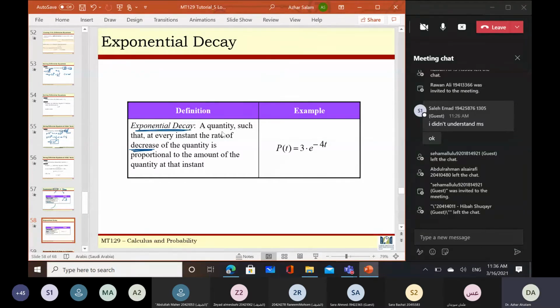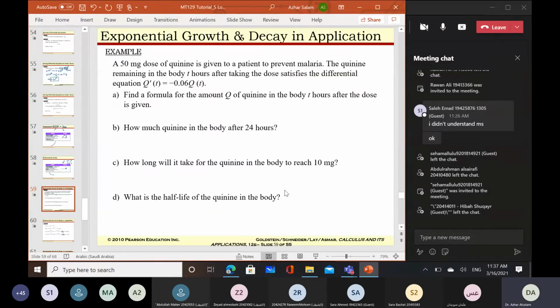التناقص أو التضاؤل راح يكون تتناسب عكسيا مع الدالة اللي هي راح تكون بهذا الشكل، تناسب عكسي. For example, this function, I have here that the number that multiplied with the exponent t is negative. Okay, remember that e to the power kx. If k is positive, it will be increasing. If k is negative, it will be decreasing. Okay, this is the exact same thing. Okay, we'll take the example.